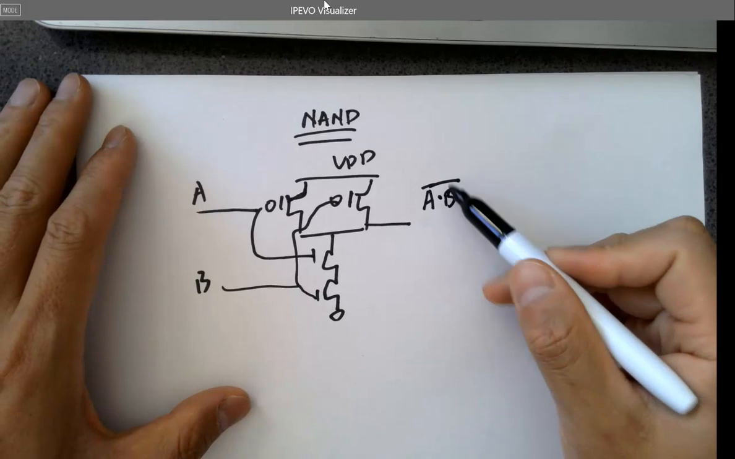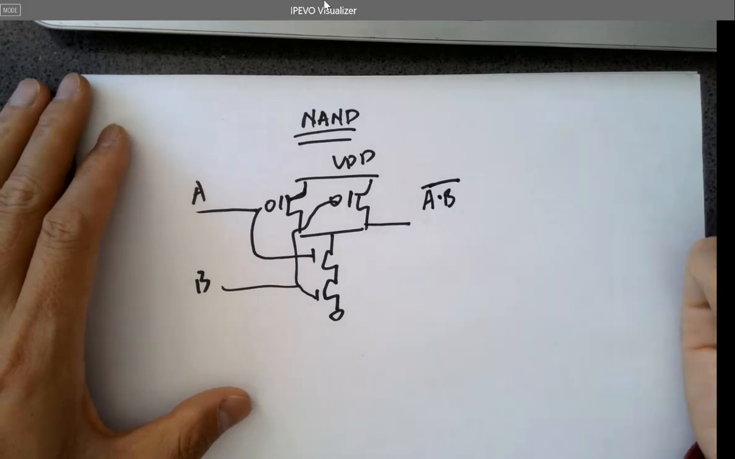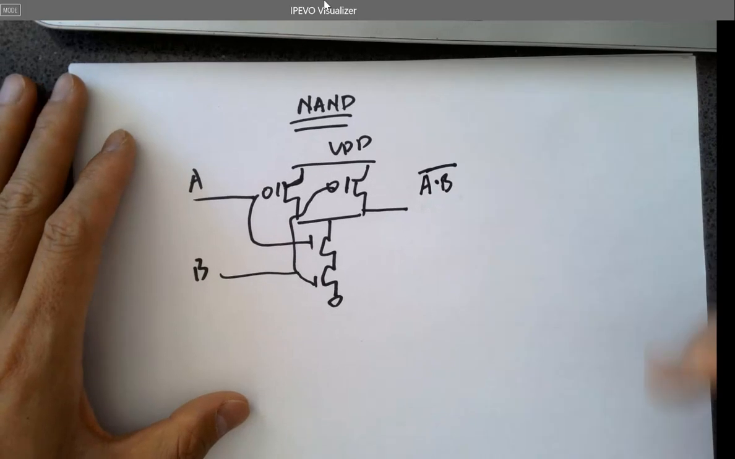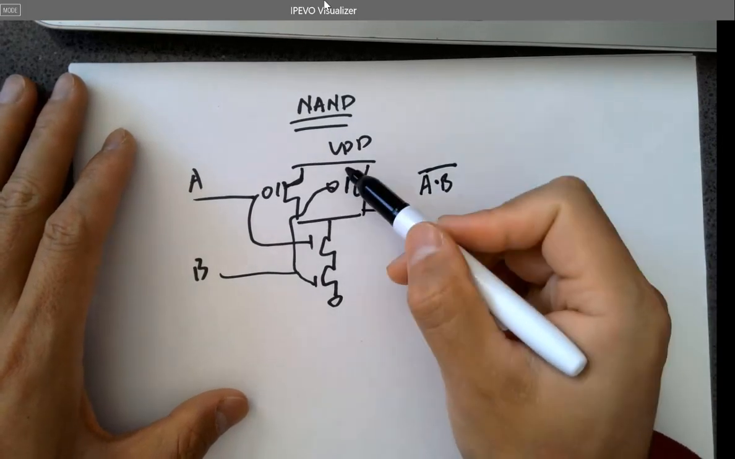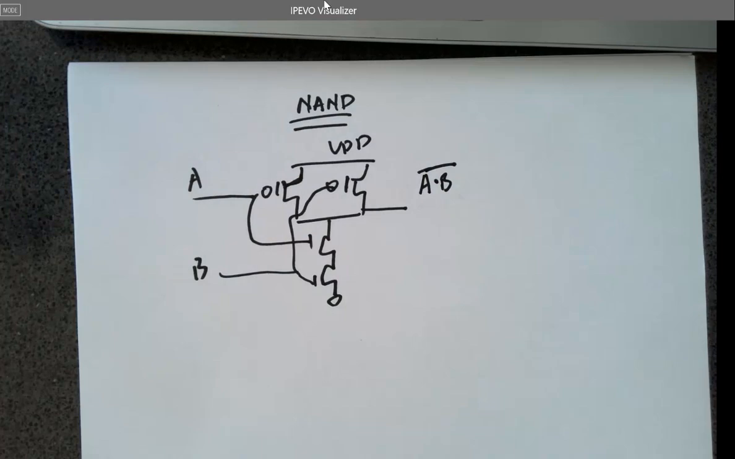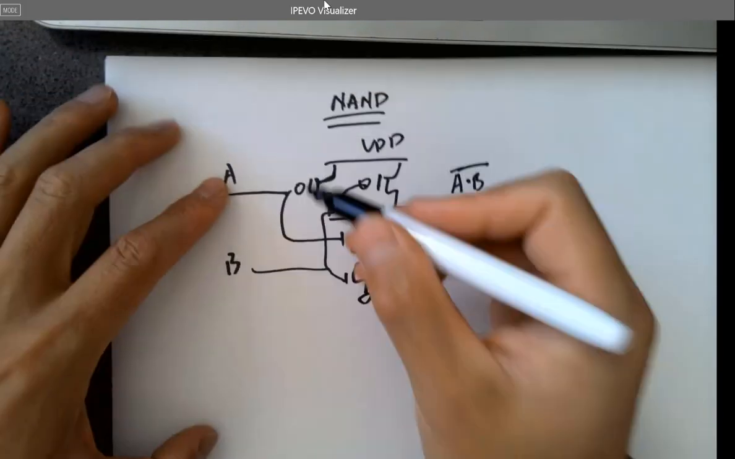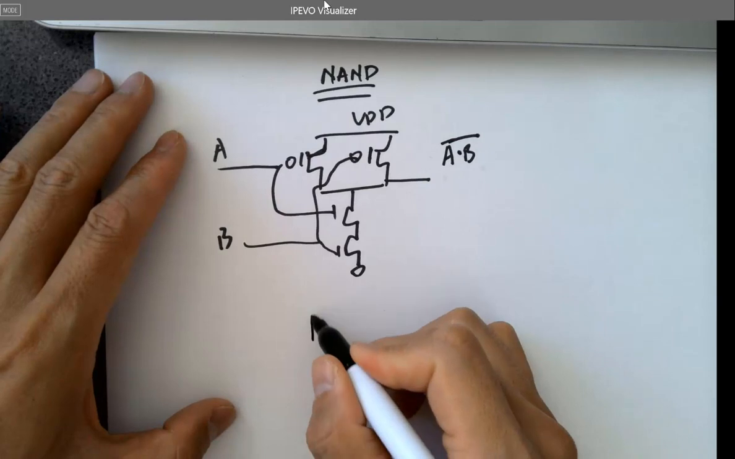Is and not, right? That's NAND. So why do we have to use this type of circuit to form a NAND logic? Before we move to the truth table, let's verify if this is doing a NAND logic. So the whole schematic here is basically a NAND gate.